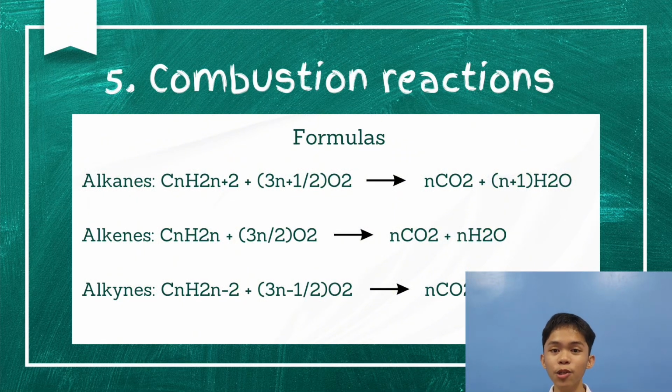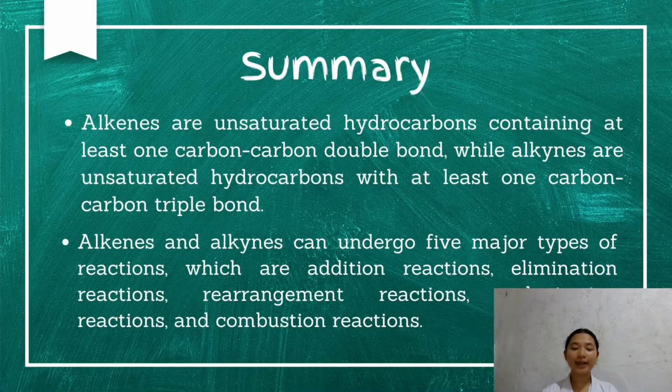And that is the combustion reactions for alkenes and alkynes. For the summary, alkenes are unsaturated hydrocarbons containing at least 1 carbon-carbon double bond, while alkynes are unsaturated hydrocarbons with at least 1 carbon-carbon triple bond. Alkenes and alkynes can undergo 5 major types of reactions, which are addition reactions, elimination reactions, rearrangement reactions, substitution reactions, and combustion reactions.